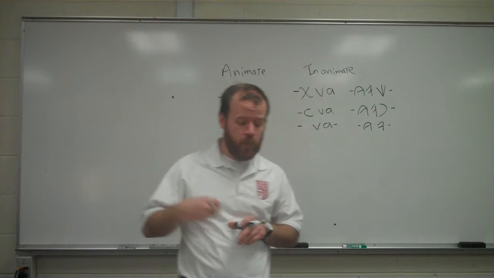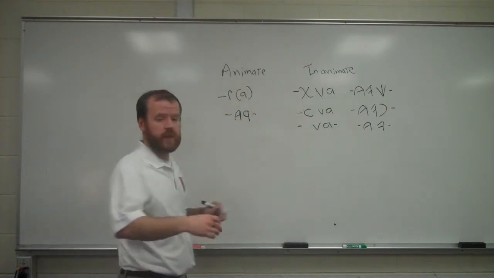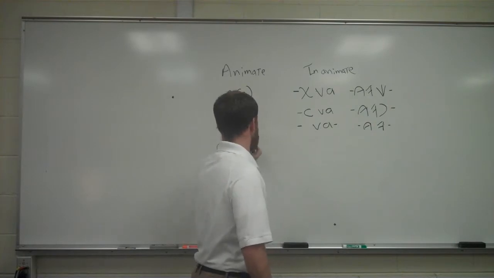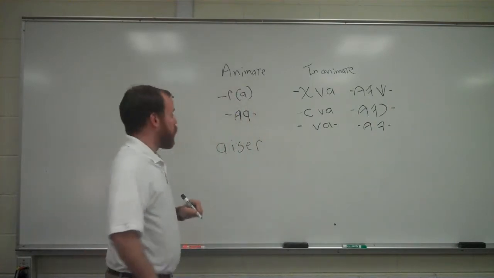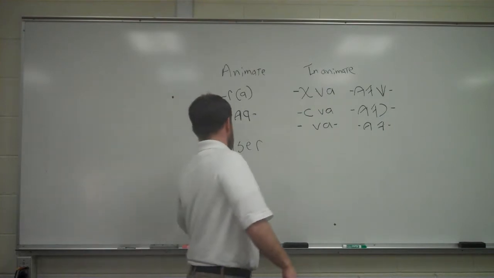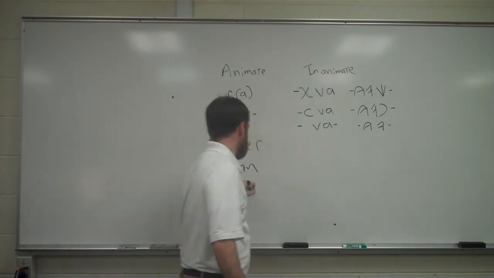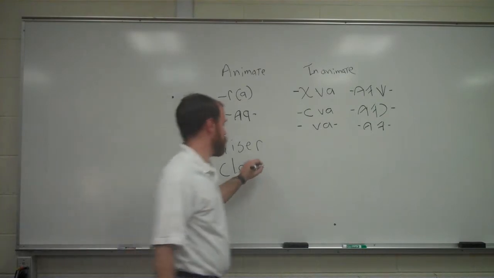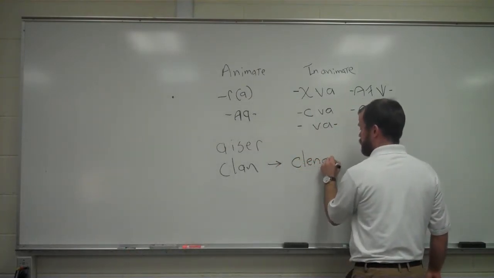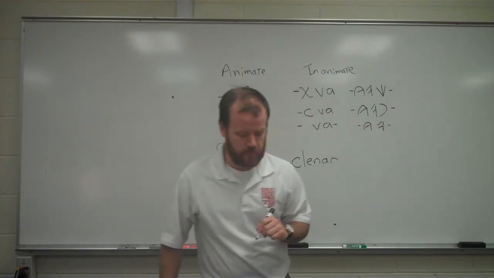All right. So, for example, I showed you Iser earlier. If we wanted to use the Etruscan word for son, singular is clan. To pluralize it, klenar. All right.